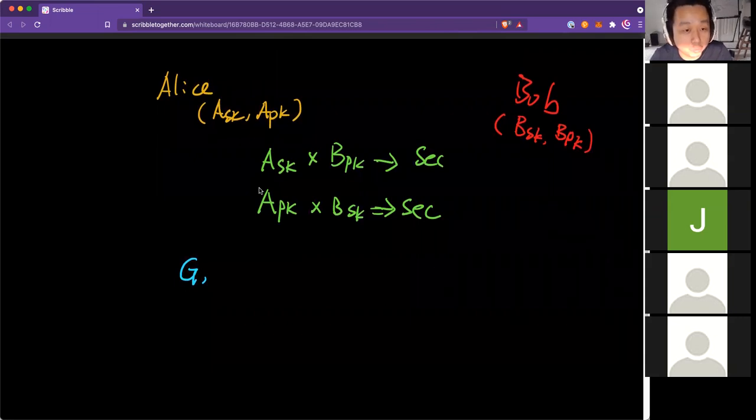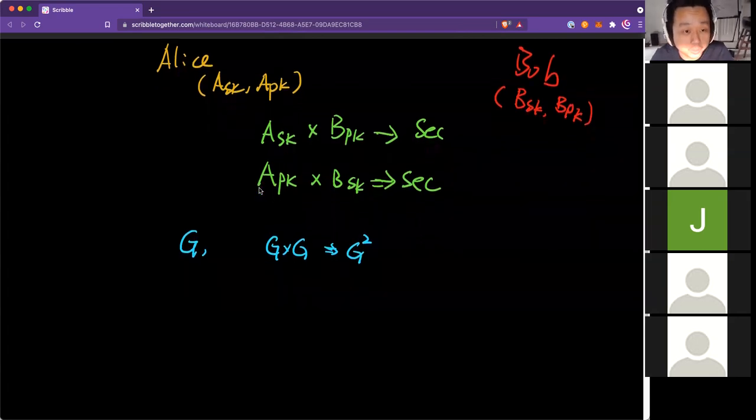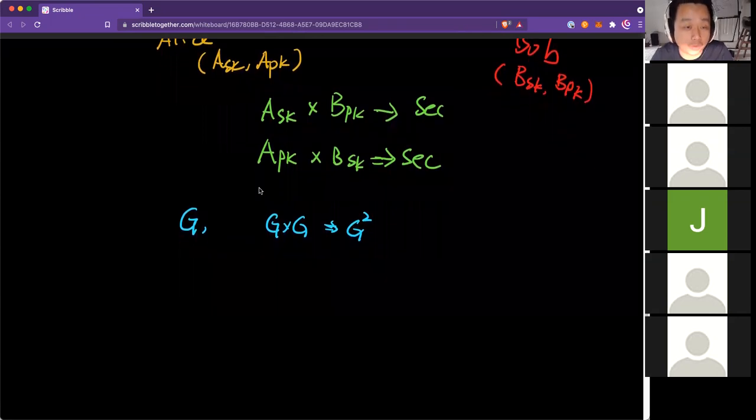you could have a group operation. Let's use a multiplicative notation. So basically, you can multiply two group elements, and this will result in a third, possibly third, because the group is cyclic. Let's call this G squared. The security property we want here is that the discrete log problem of the group element is hard.